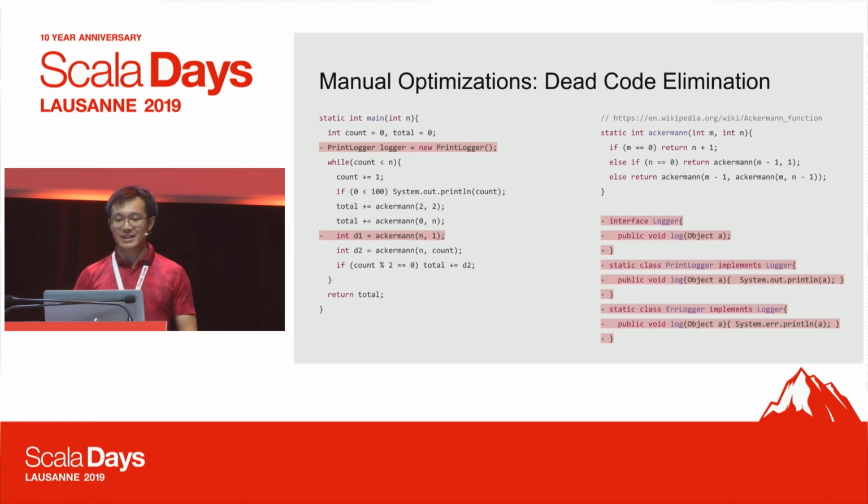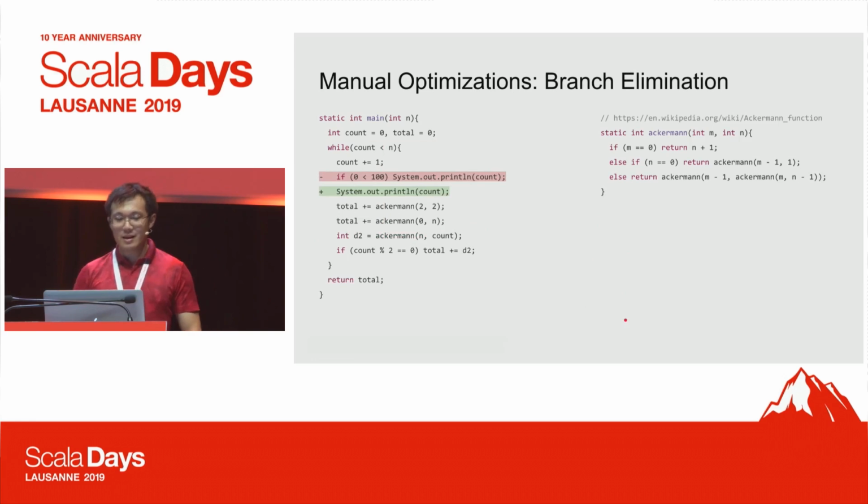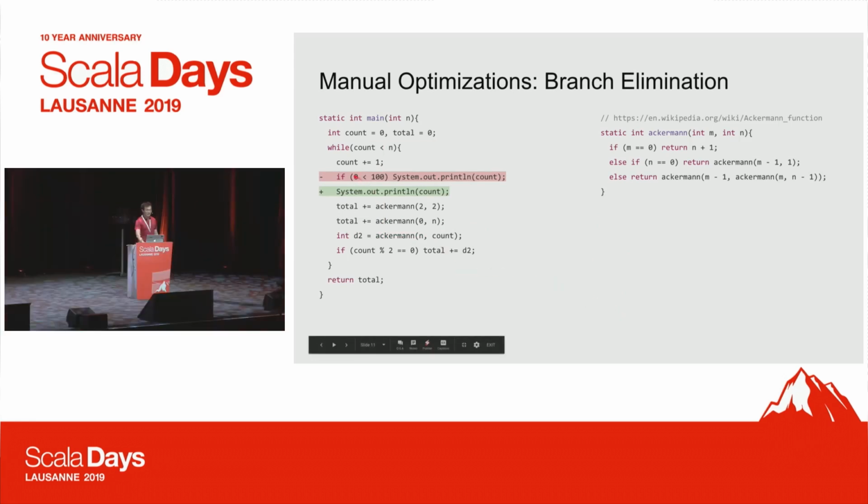The last few optimizations have left a bunch of code unused or dead. So this logger is not used, this Ackermann call is not used, this whole bunch of classes are not used. We can remove them. This if condition, 0 less than 100, is always going to be true. We just remove the check and just directly perform the println.